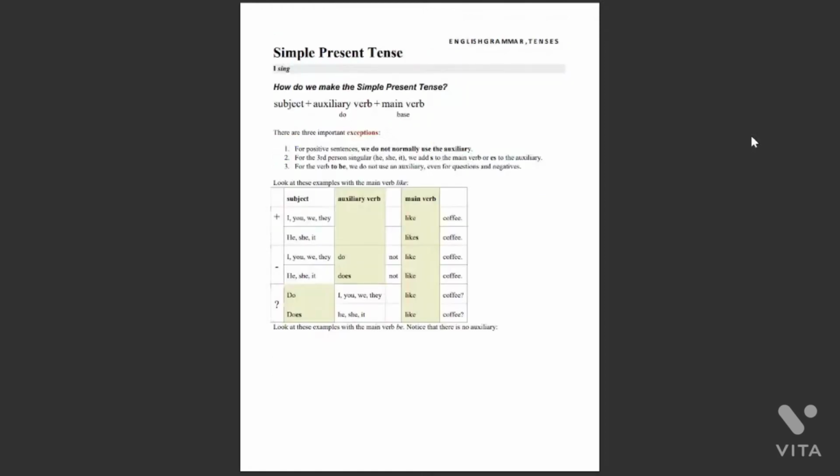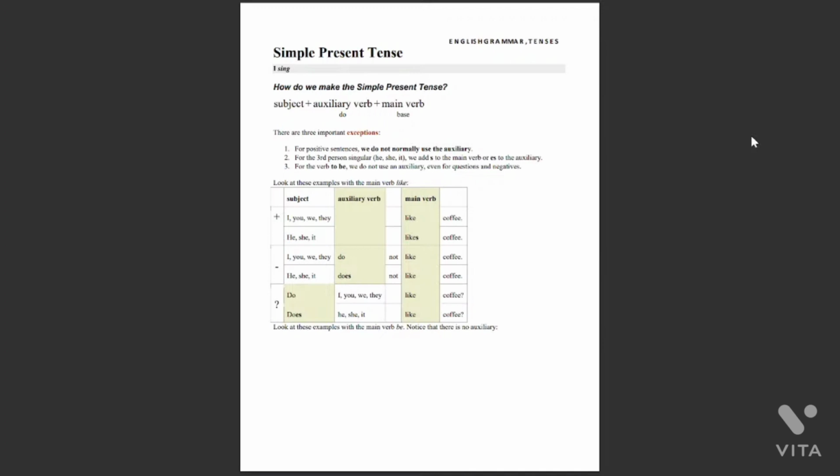So let's quickly move to the simple present tense now. Simple present tense has a quick methodology. It's like an equation.